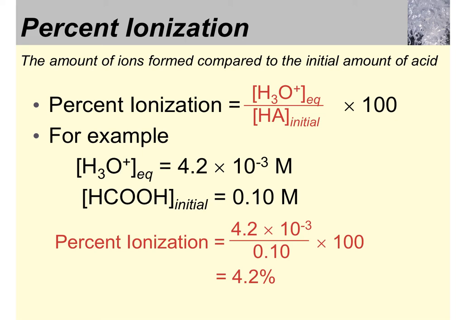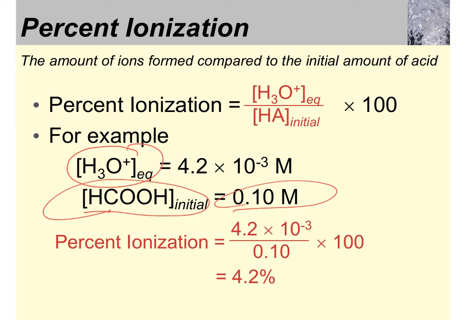For example, let's take formic acid. That is a weak acid, and let's say the original concentration was 0.1 molar. If we found that the concentration of hydronium ion present in solution was 4.2 times 10 to the minus 3, the percent ionization, again, it's smaller over larger, part over whole, times 100, is 4.2%. Now, the percent ionization of most weak acids and bases is really, really small, usually hovering around 1%.